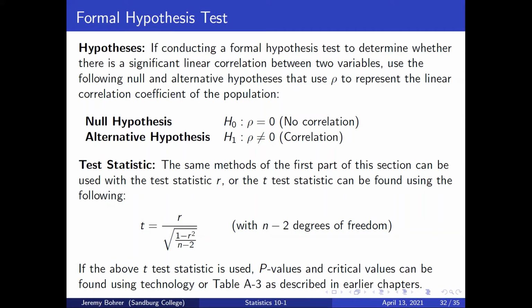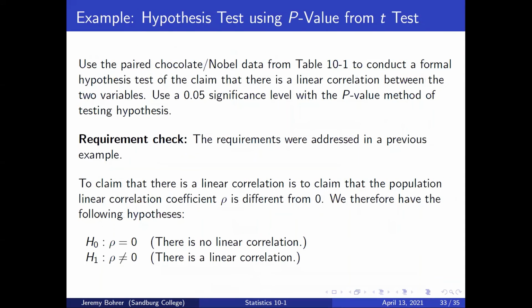Test statistic. The same methods of the first part of this section can be used with the test statistic r, or the t test statistic can be found using the following. t equals r over the square root of (1 minus r squared) over (n minus 2), with n minus 2 degrees of freedom. If the above t test statistic is used, p-values and critical values can be found using technology or Table A-3 as described in earlier chapters.